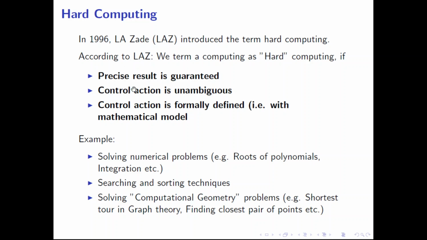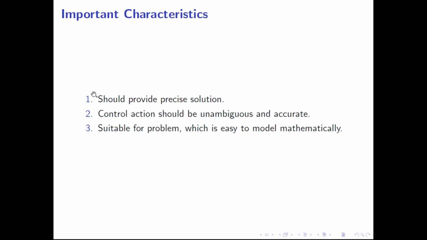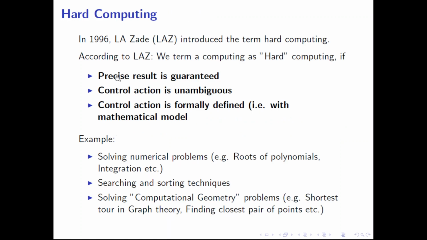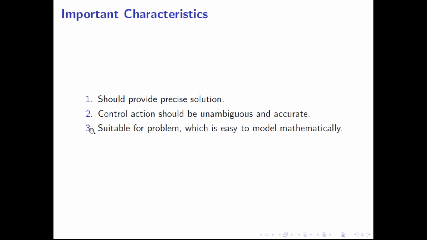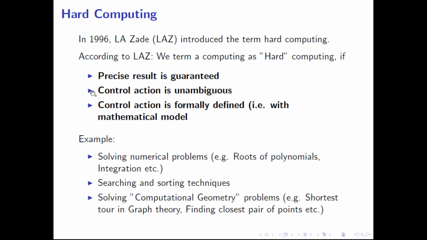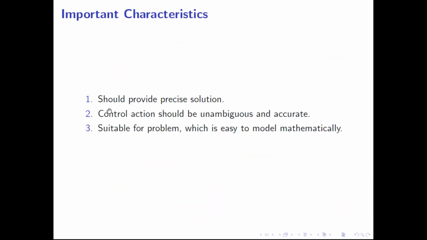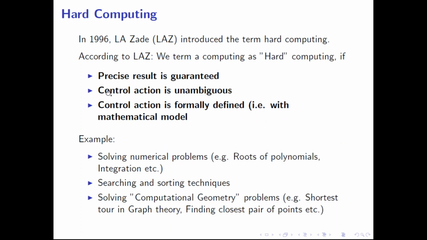Whatever we have discussed here about computing is very much similar to hard computing. Hard computing is one which should produce precise results. It should guarantee precise results, its control action should be unambiguous, and we should be able to mathematically model the problem. So all the characteristics that are applicable to computing are also applicable to hard computing. Generally, whatever we say as computing, we are talking about hard computing.